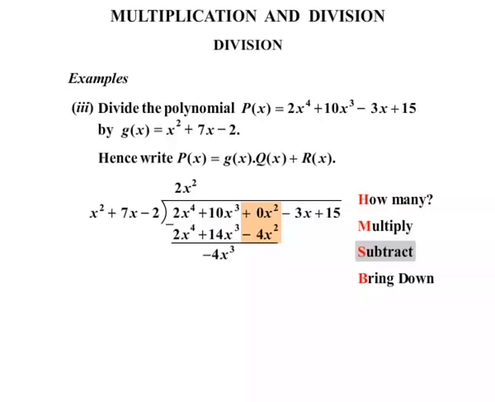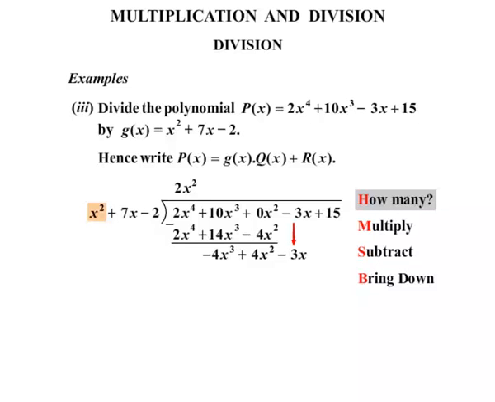And that's why we put the 0x squared there, just so that it helps us with that subtraction. 0x squared minus minus becomes plus. The 4x squared end up getting plus 4x squared. We now bring down our next term, which is minus 3x. Okay, it all starts again.